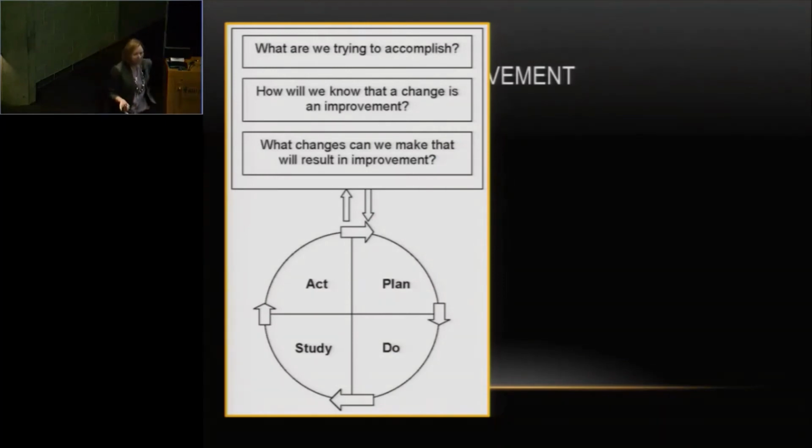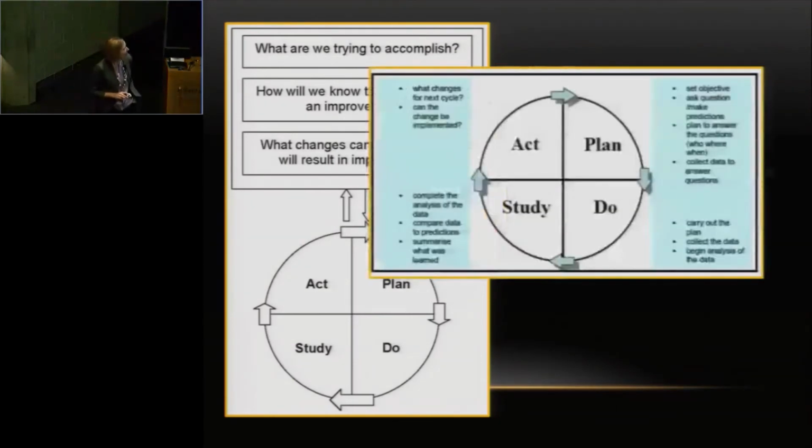And then, what changes can we make that will result in an improvement? This is easy for us. We can come up with 10 ways to make things better most of the time. And then you do plan, do, study, act. So the plan piece is you set the objective, you ask questions, make predictions, and collect data to answer the question, sort of a baseline piece.